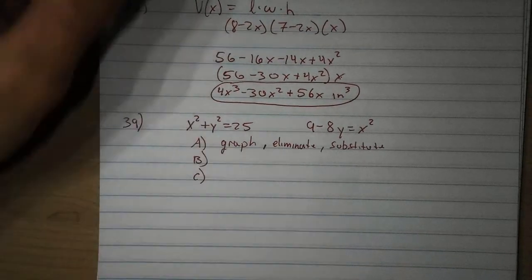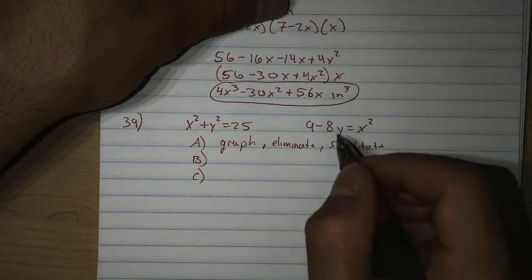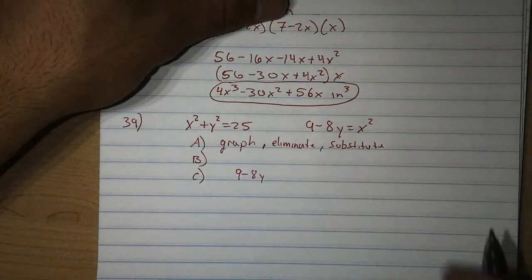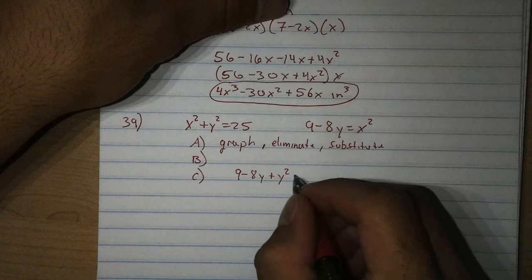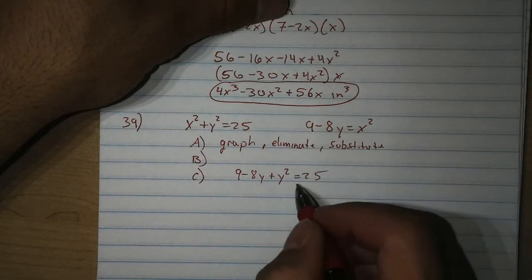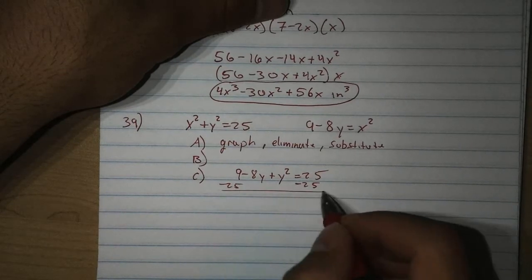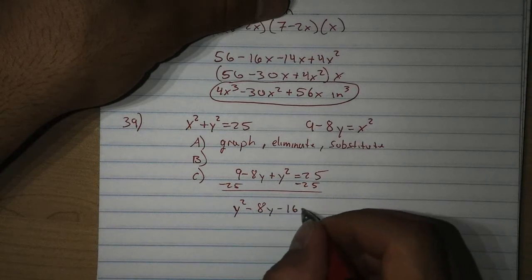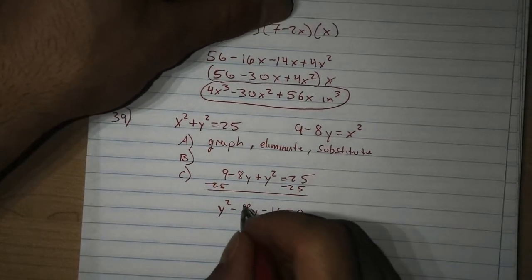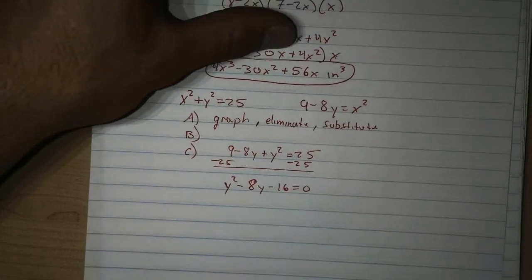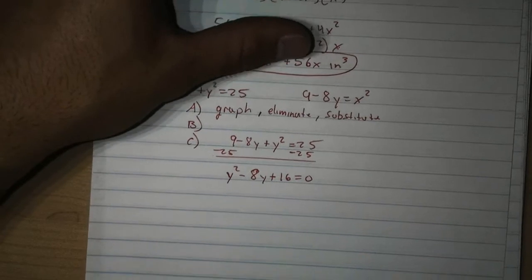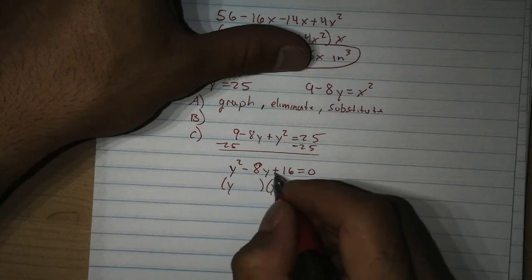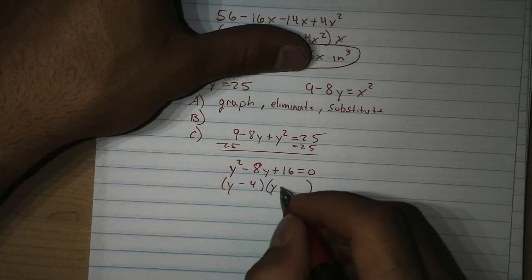To solve this, I'm going to substitute. X squared is equal to this. So I'm going to put 9 minus 8y right in for the x squared, plus y squared equals 25. That's going to minus 25. So here we get y squared minus 8y minus 16 equals 0. Now to solve this, you have to use the quadratic formula. On the test you won't have to. It'll work out. So I'm just going to change this to a plus so I can factor. So on the test you're going to have to factor. So y and y, factors of 16 that add up to 8, negative 4 and negative 4.